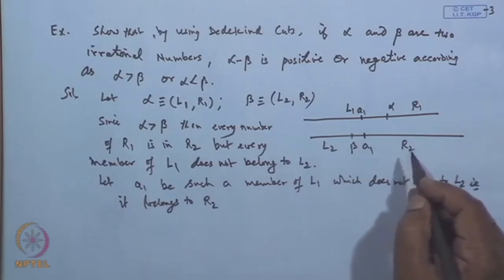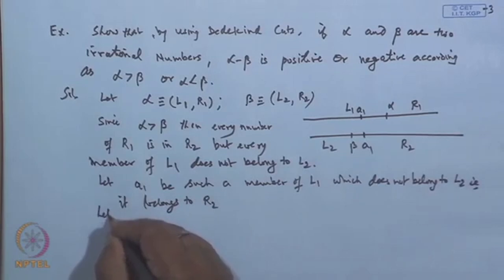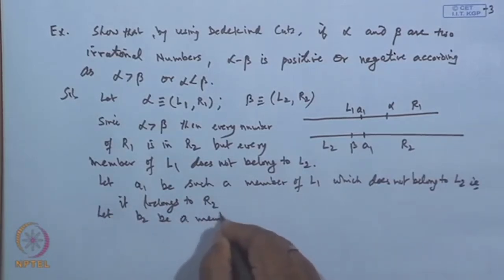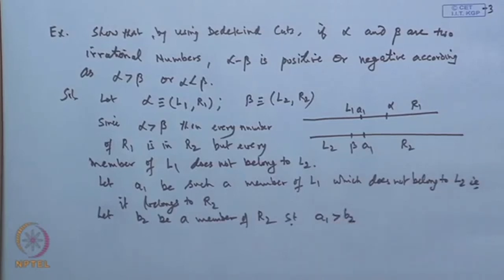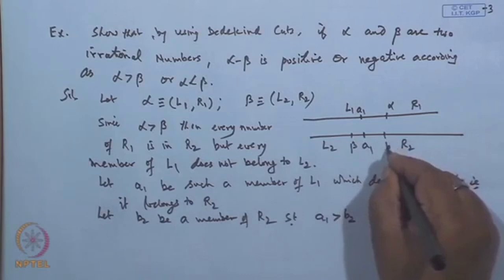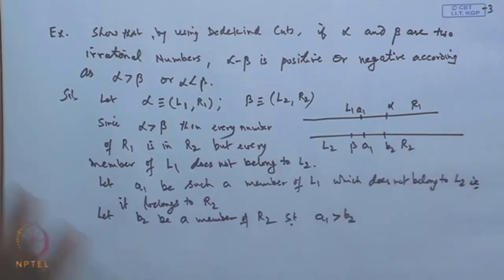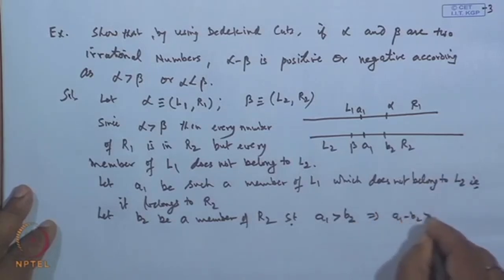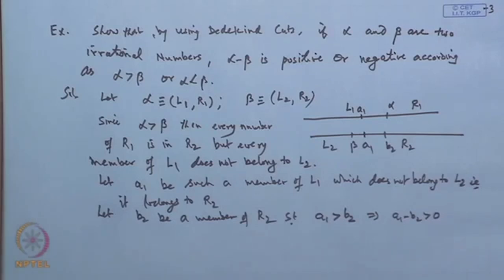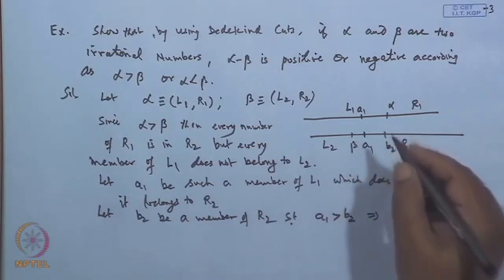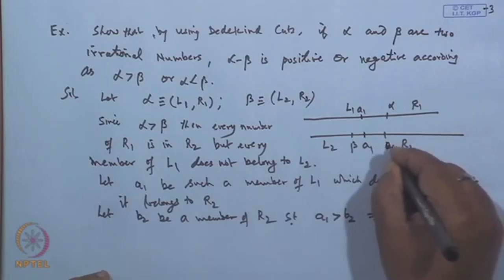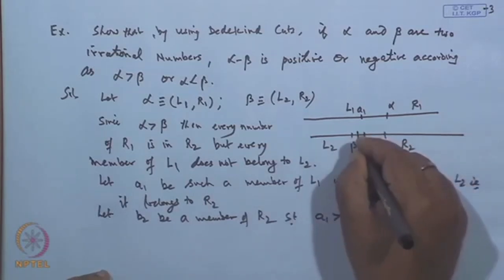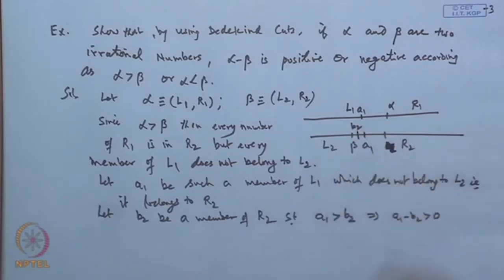Let us choose a number B2. Now let B2 be a member of R2 such that A1 is greater than B2. Suppose B2, I am choosing this number. Okay. So A1 minus B2 is positive. So let it be A1, and this is B2. So, A1 minus B2 is greater than 0.